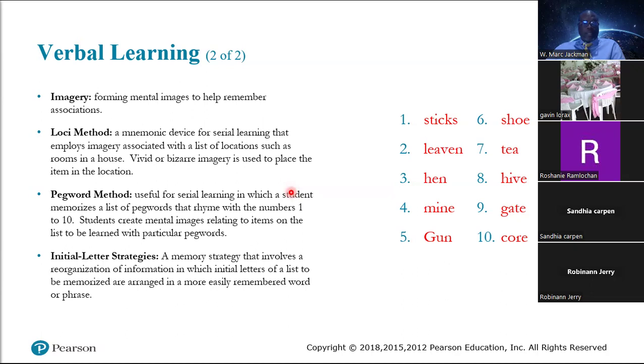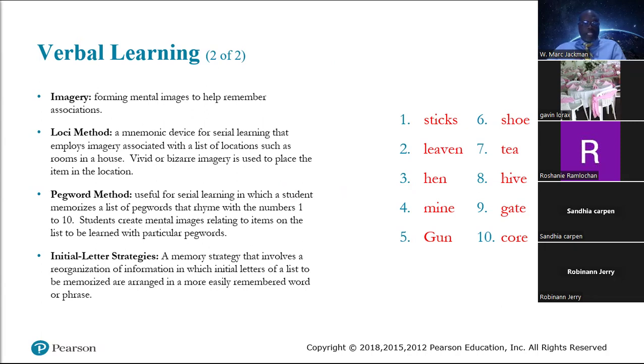Then you have the loci method, which would be the use of a mnemonic device for serial learning. So you take all the first letters of each of the words, or create vivid or bizarre imagery used to place the item in a particular location. Then you also have the peg word method, useful for serial learning, in which a student memorizes a list of peg words that rhyme with the numbers 1 to 10. The student then creates mental imagery, because you're using the dual coding process to relate items on one list to be learned with the particular peg words.